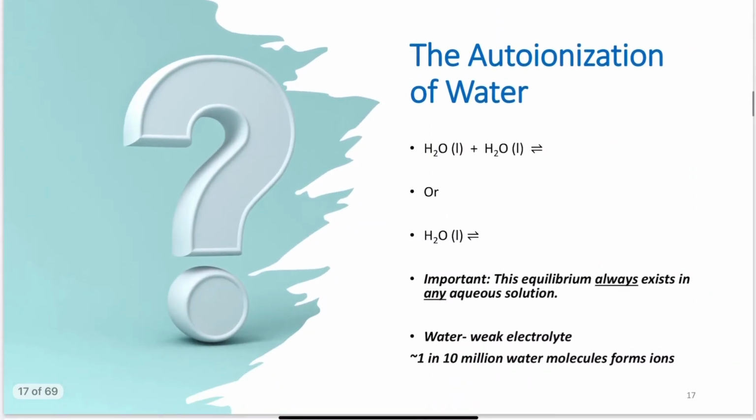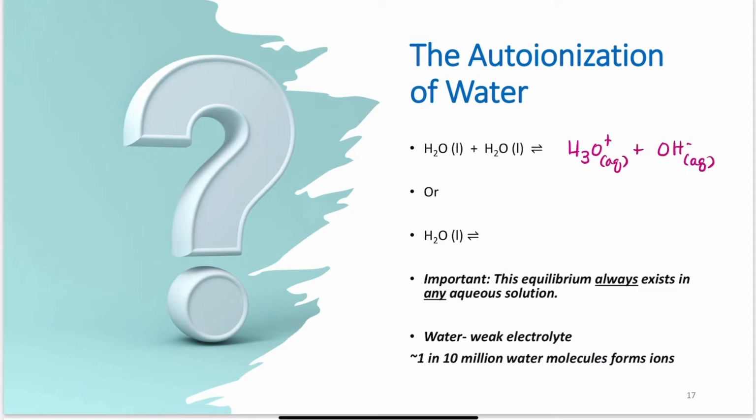So first, let's talk about the ionization of water. What do I mean by auto-ionization? I mean that two water molecules are going to automatically react so that they're forming ions. Two water molecules come together and one of them acts as an acid and donates a proton to the other one, which acts as a base, and accepts that proton.